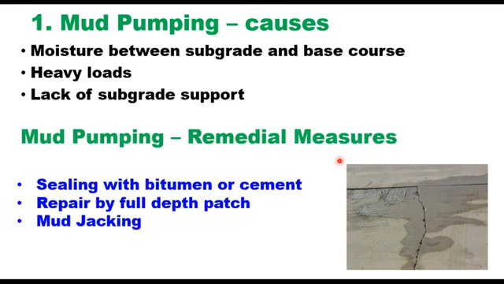Remedial measures for mud pumping can be sealing with bitumen or cement. Sealing of joints and sealing of cracks with bitumen and cement can be a very effective method to reduce the mud pumping. If mud pumping is very prominent, then in that case we repair this by cutting it the full depth of the slab and providing a patch. But when you provide a patch, then dowel bars can also be provided to increase the load transfer across any significant transverse joint created by this repair.